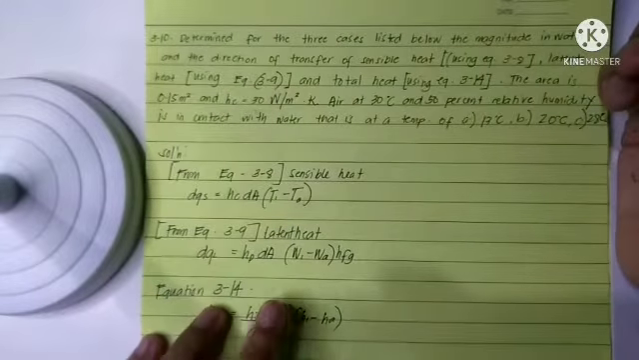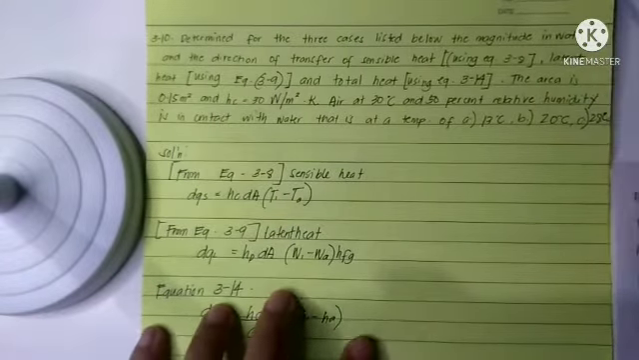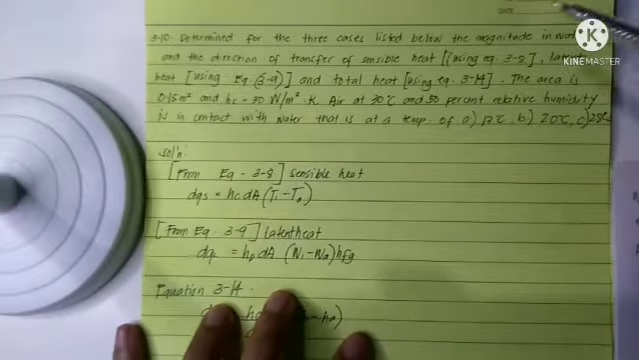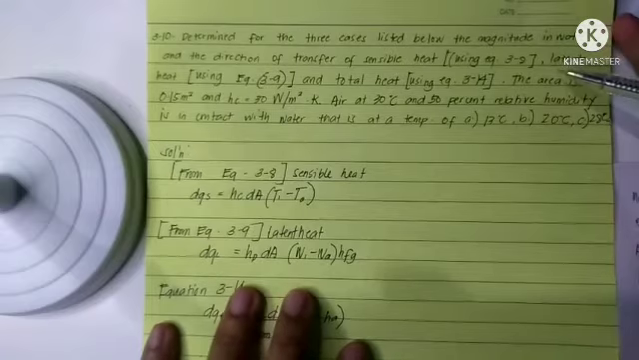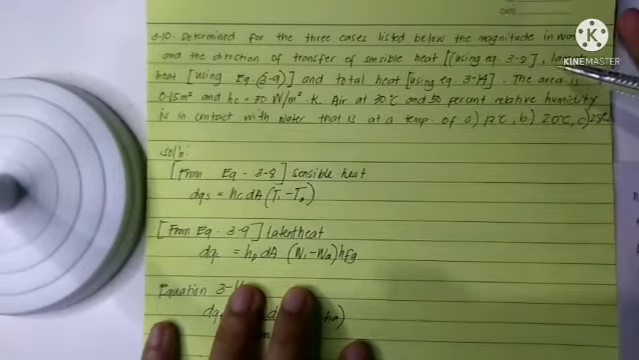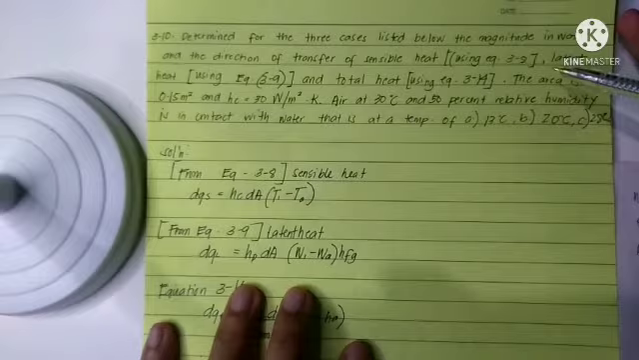Problem 3-10. Determine for the three cases listed below the magnitude in watts and the direction of transfer of sensible heat using equation 3-8, latent heat using equation 3-9, and the total heat using equation 3-14.